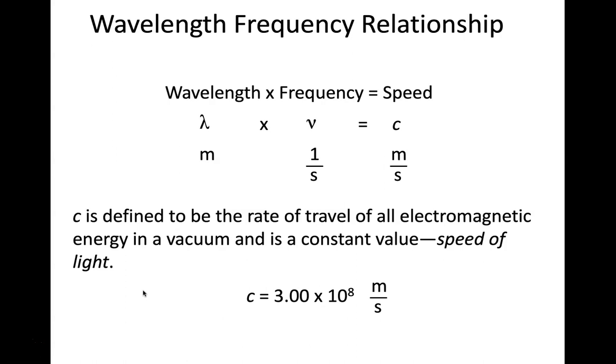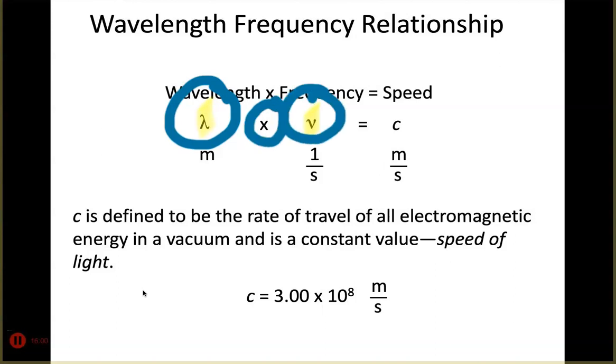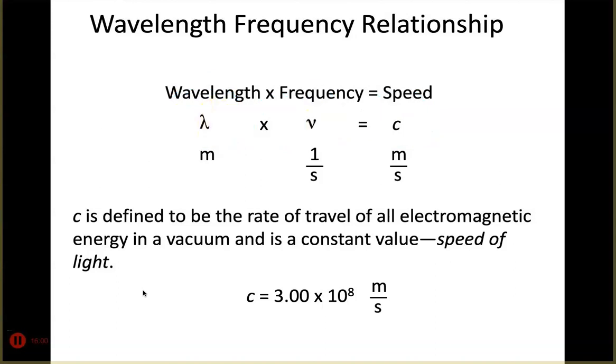So what is the relationship between wavelength and frequency? What we see here is we have our unit for wavelength, or lambda. We have our unit for frequency, which is nu. There is a relationship between the two. If we multiply wavelength times frequency, we will get a constant. What is that constant? That constant is the speed of light.